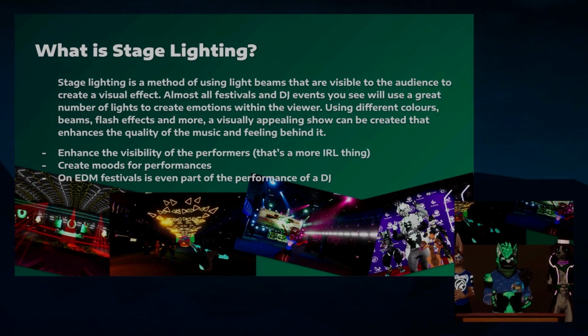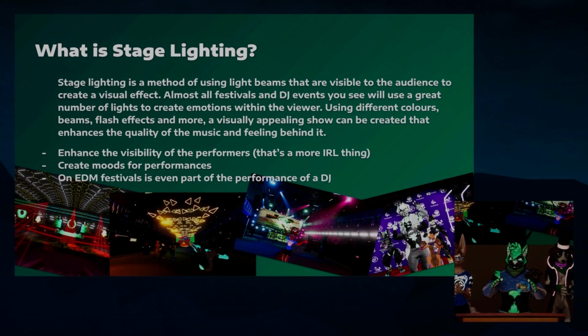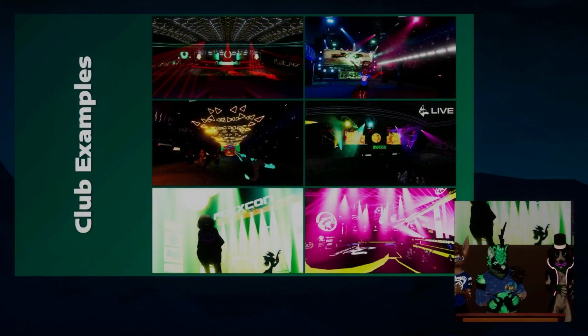For example, we did that for LumaFest. And create moods for performance. Like if you have a breakdown in music or something that goes more chill, we use cold lights and blues and purples to set more of a mood in the performance that's happening. At EDM festivals, lights are even part of the DJ performance, so they're used for impact and to enhance all the stage and everything that's happening in the presentation.